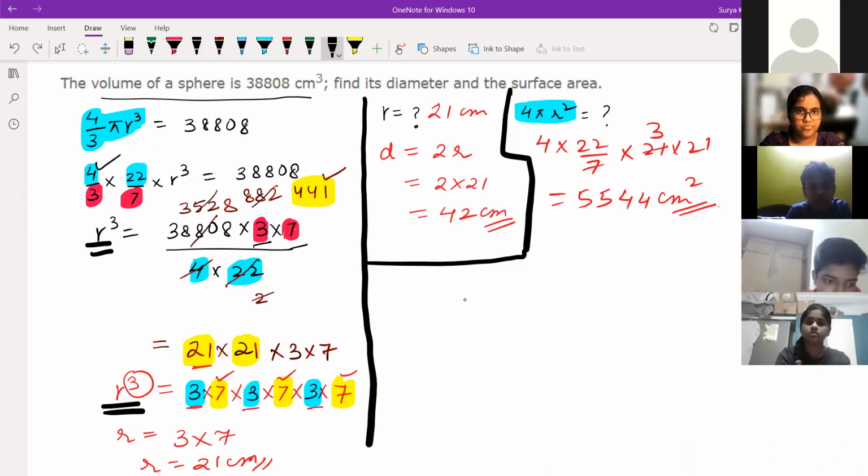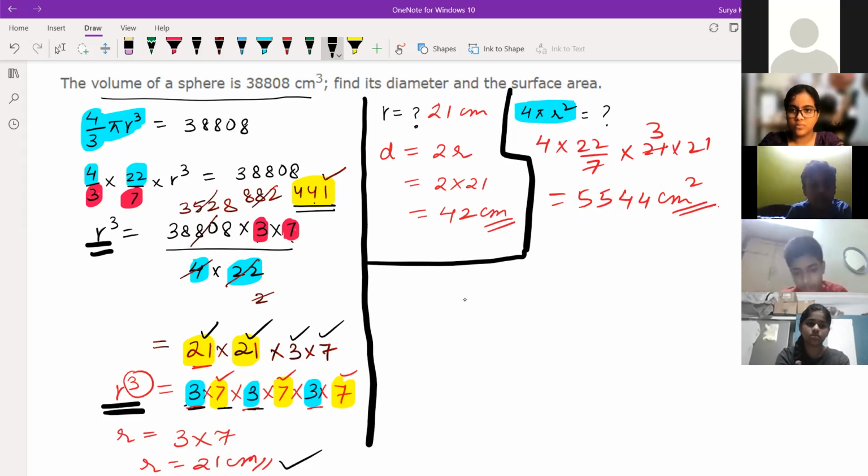Yes, sir. Now we have started canceling. And after cancelling, we are getting here 441 into 3 into 7. So 441 can be again written as 21 into 21 into 3 into 7. Again, 21 can be written as 3 into 7. So we got 21. It's clear now.